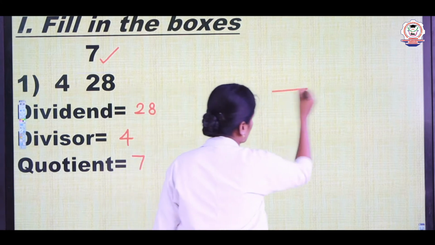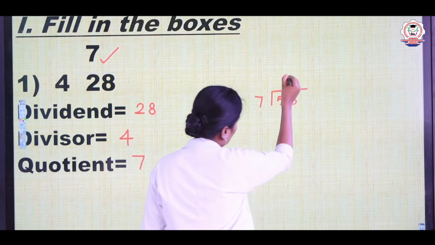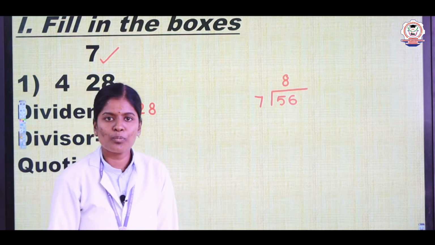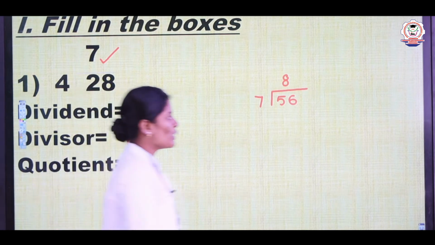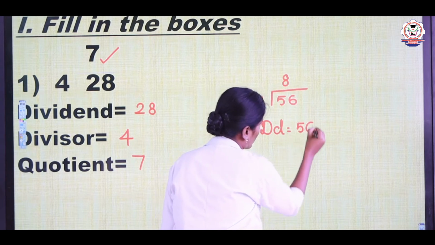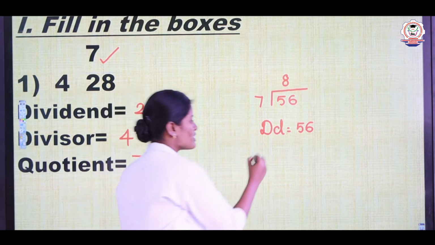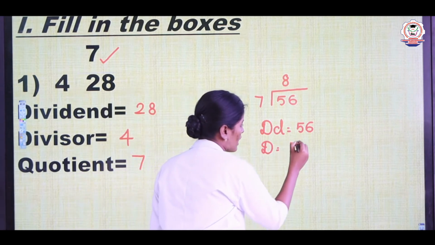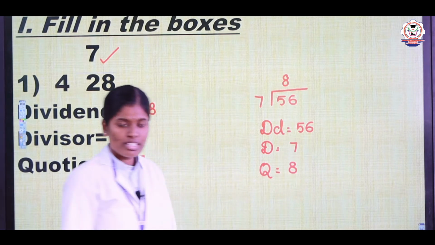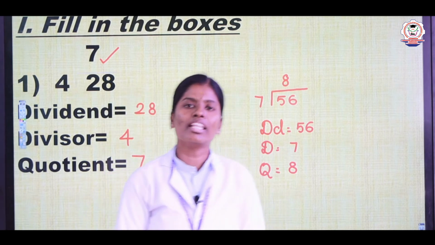Take 56, 7 and then 8. Okay. Now, tell me, Kiran, what is the dividend value here? Very good, my dear. The dividend value is 56. That is the greater number. Next, what is the divisor value? Yes, the divisor value is 7. And finally, the quotient value will be 8. So, these are the terms related to division: dividend, divisor and then quotient.